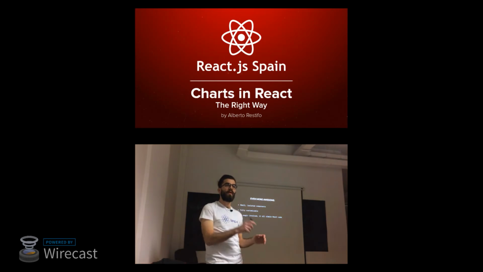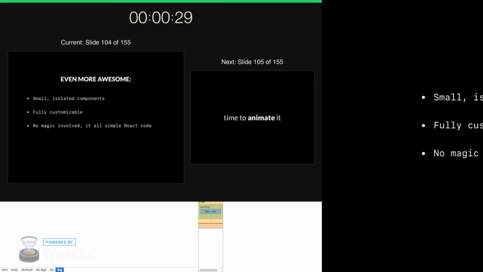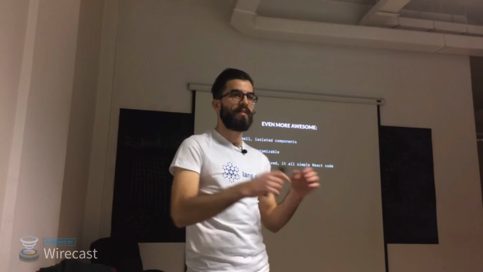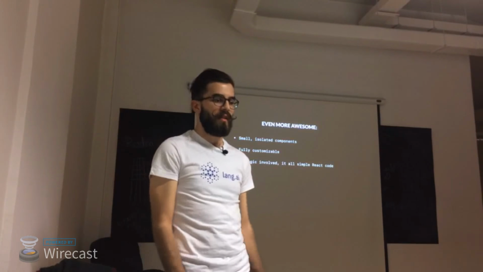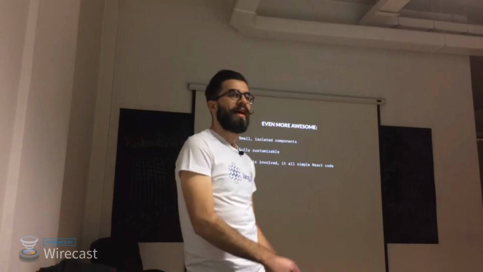Now we're using small isolated components for every part. The point is its own component, the tooltip is its own component, every axis is its own React component, and they are fully customizable. There is no limit, it's just standard DOM and SVG stuff. And then there is no magic involved. You're not relying on some D3 internal implementation. It's all simple React code you're already familiar with.